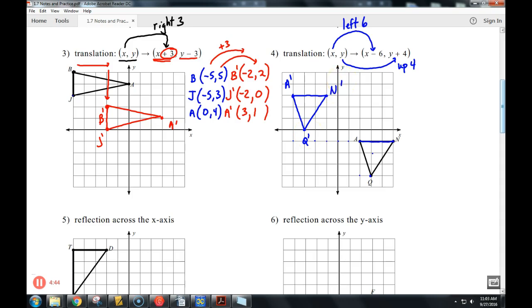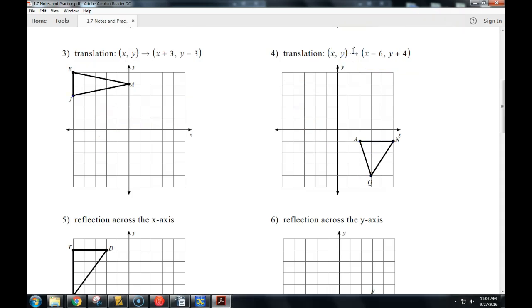All right, this writing right here is referred to as a rule. If you're ever asked to write a rule, that is the notation, and it reads like every x, y transforms or translates, and then it writes the new ordered pair, what it would be. But that whole expression there is called a rule.